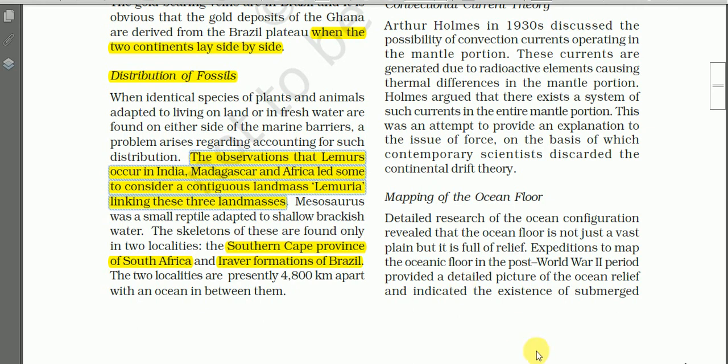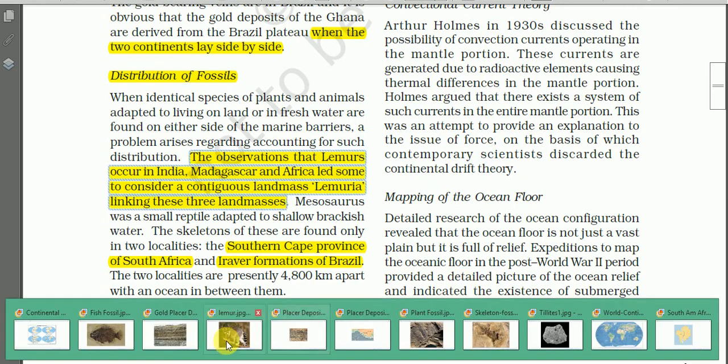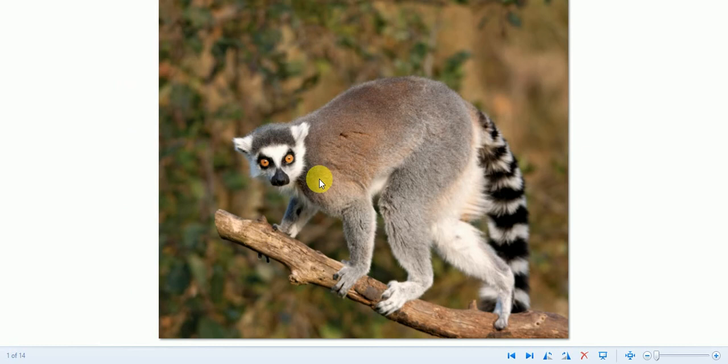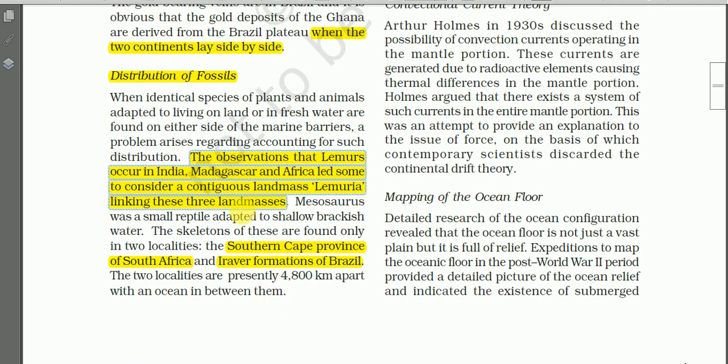So a lemur, you know, is a kind of animal. I think you might have seen it. This is a lemur. This animal is found in India, then Africa, then Madagascar island. See, India is very far away from Africa, and Madagascar is also an island. So here we have big water bodies, but why are lemurs distributed in India, Madagascar and Africa? That is the question that arises. So it implies that India, Africa, and Madagascar were joined together.